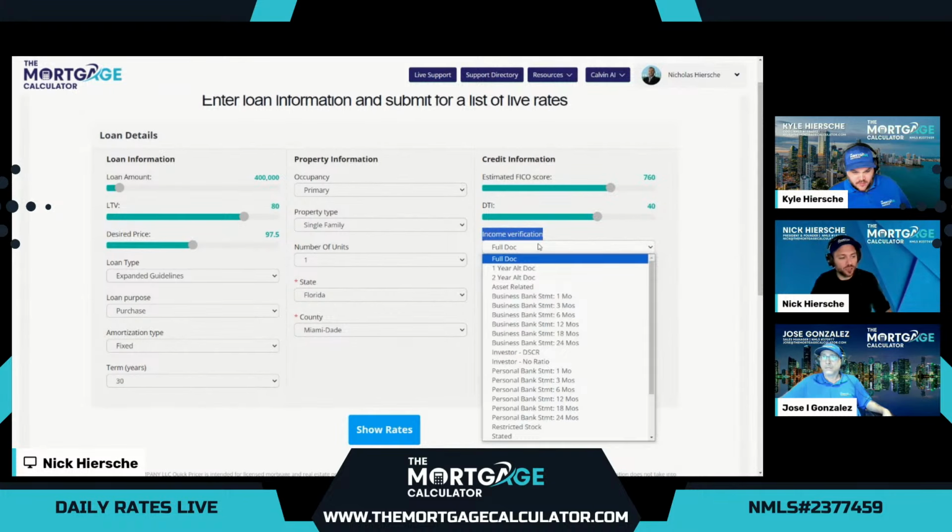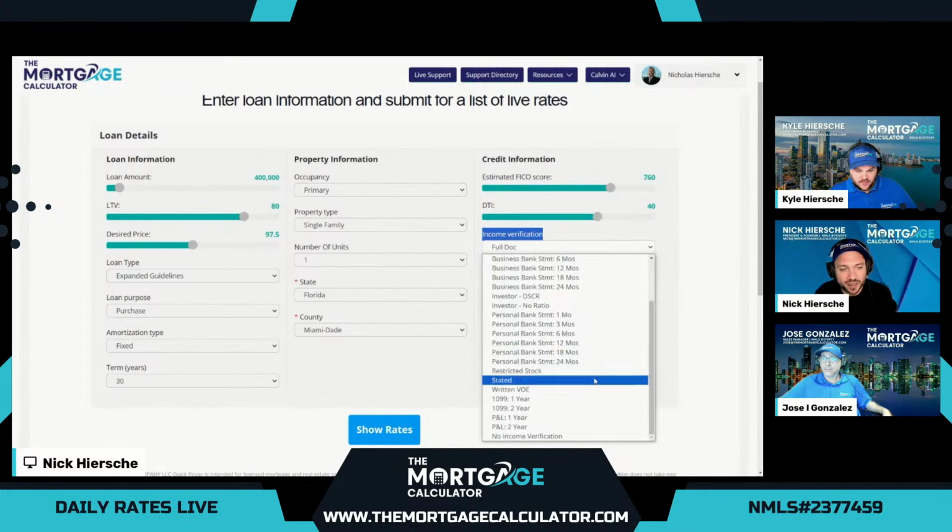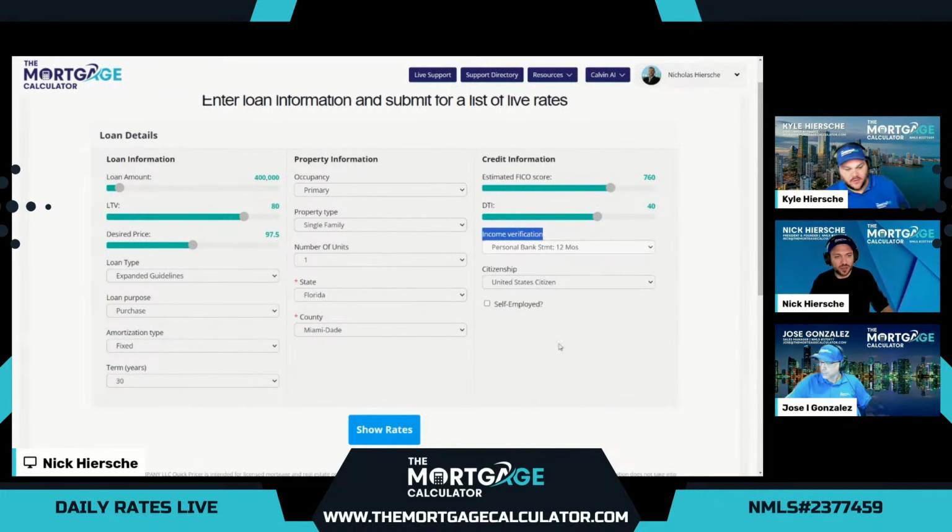So full doc is what we use for conventional and FHA. That's 2 years of tax returns, what most people are used to. So we'll typically choose a non-QM program to take advantage of one of these alternatives. We've done episodes on most of these, asset-related programs, business bank statement programs. The investor programs are just for investment property, so those don't apply here. Personal bank statement 12-month is what we use here for the demo. That's the most popular. We have RSU, stated VOE, 1099, P&L, and no income CDFI. Check some of our past episodes for deep dives into those topics here.